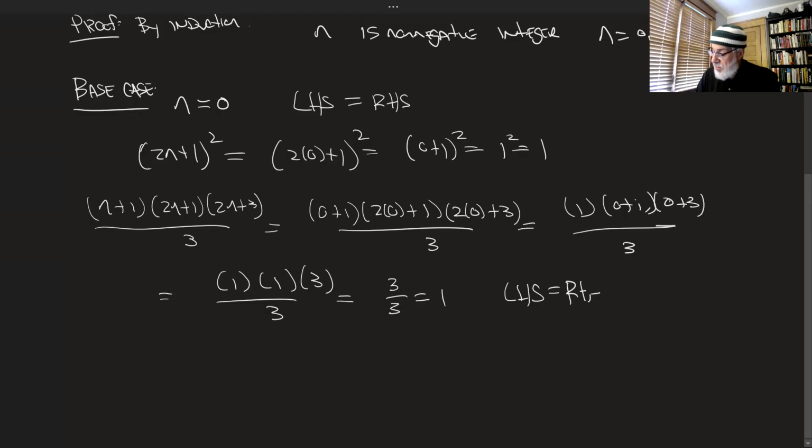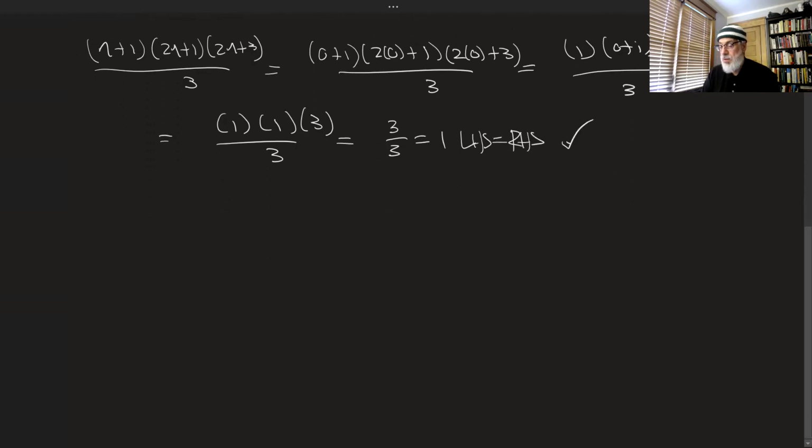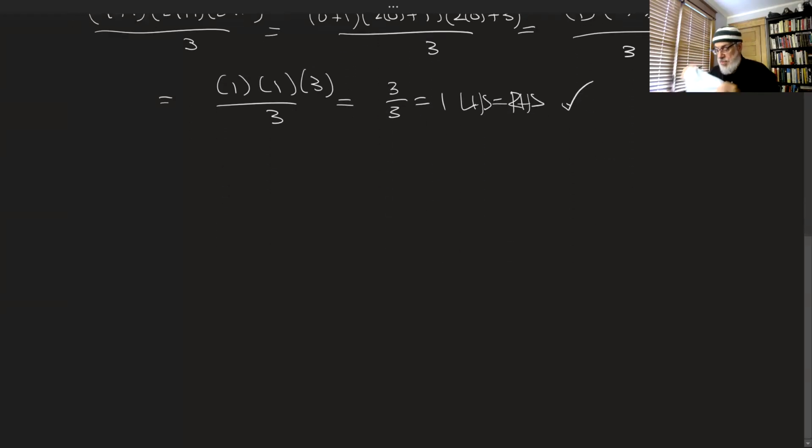And I'm erasing. So the left-hand side and right-hand side are the same, which means the base case holds. Now we're going to do the inductive step. I'll just write that down.